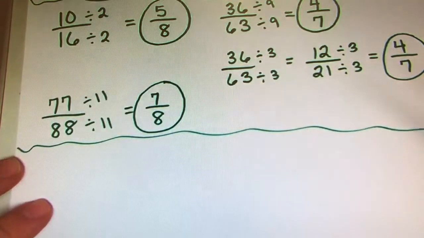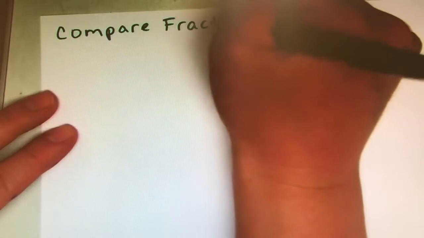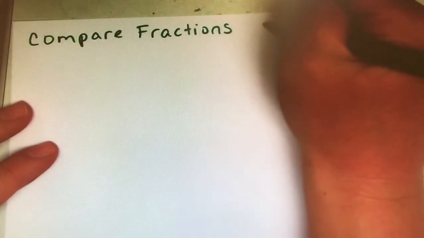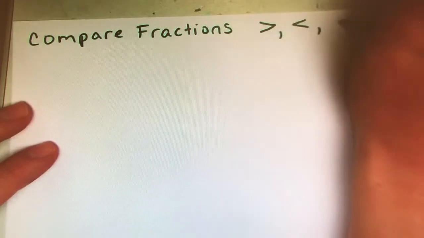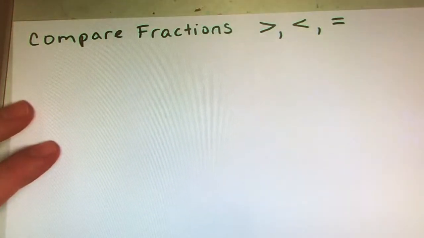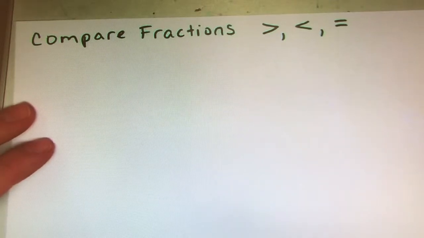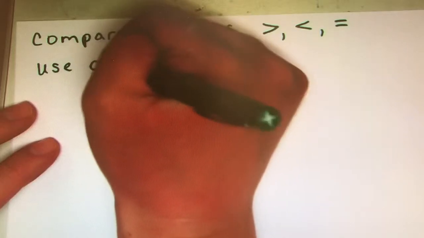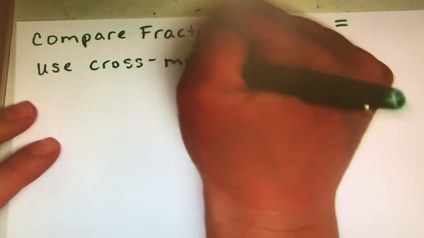The last thing we're going to do is compare fractions. We've already talked about what it means if they're equivalent. And we know with comparing, we have 3 signs to use. Greater than, less than, or equal to. Okay? So when we want to compare fractions, we're going to use cross multiplication. This is the easy way to compare.